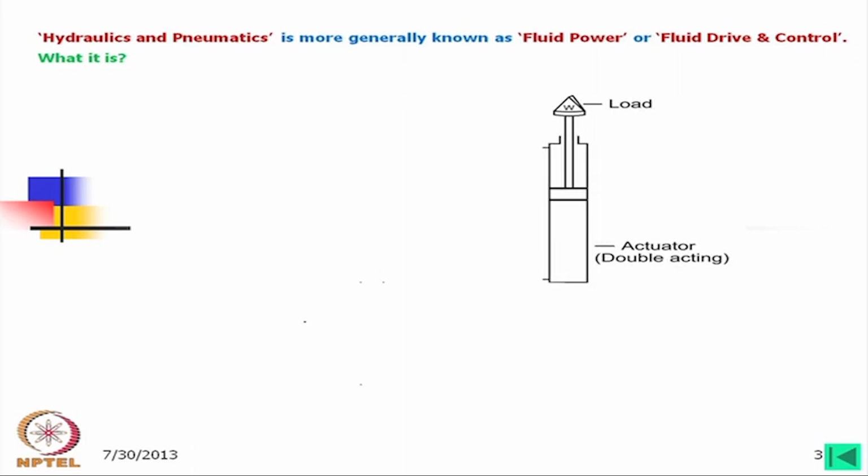Consider a load which is to be lifted to a height. There are many other mechanical means, but we can think of an actuator which is a piston cylinder. We can put it vertically, and on the piston end we can put the load, which can be lifted by means of lifting the piston through fluids.